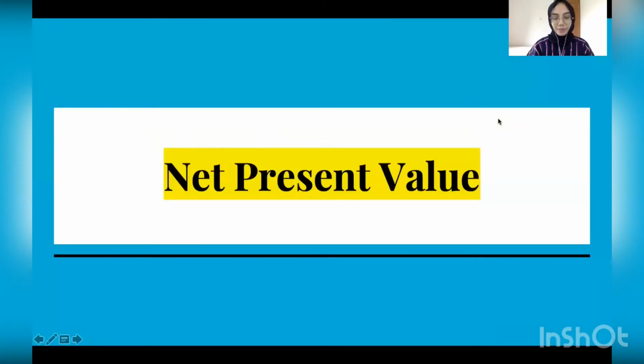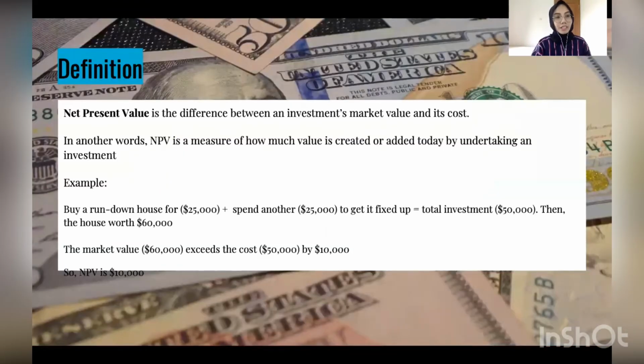Good afternoon, ma'am and friends. My name is Taracella and I would like to present the net present value. The definition of net present value is the difference between an investment's market value and its cost. In other words, net present value is a measure of how much value is created or added today by undertaking an investment.